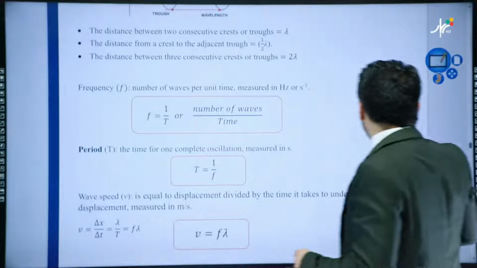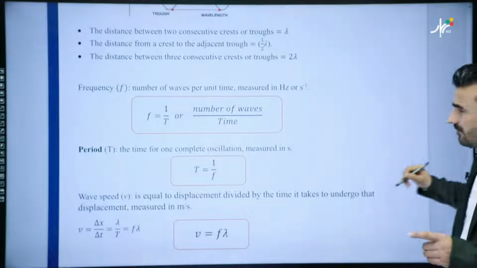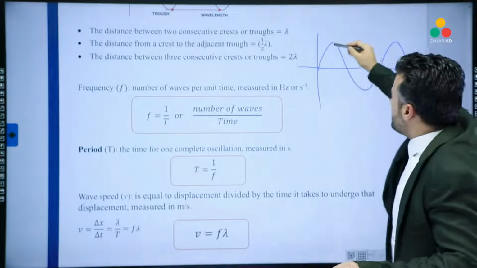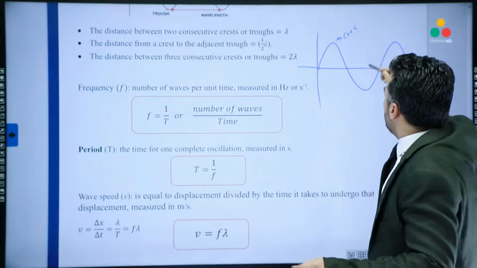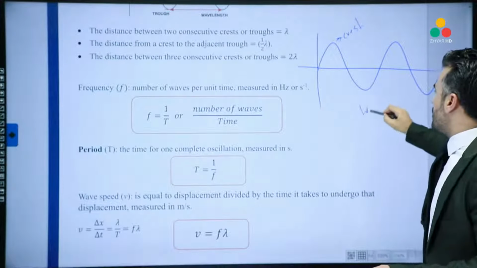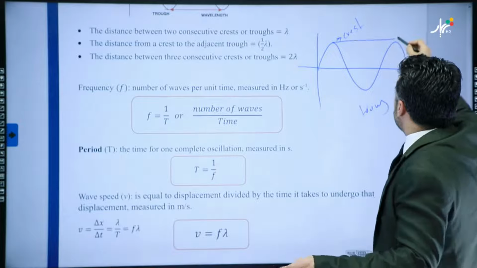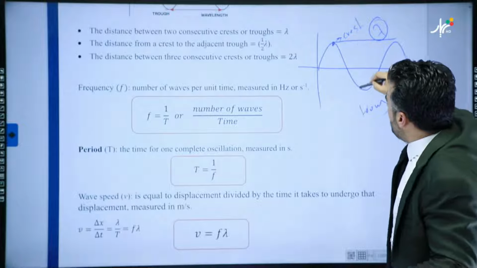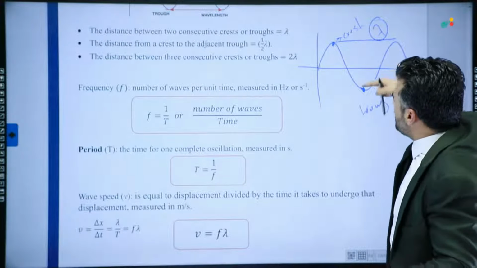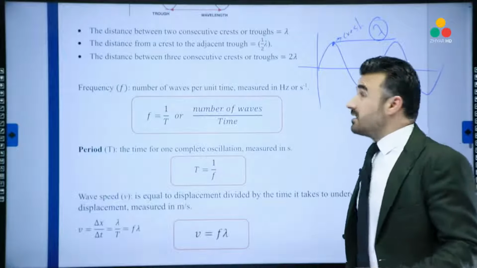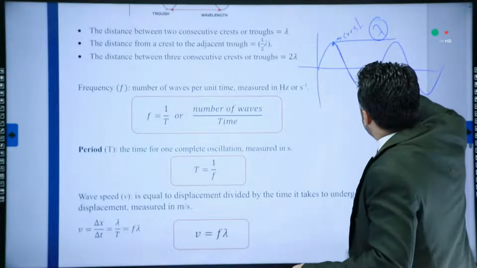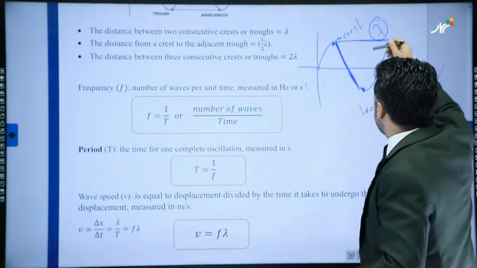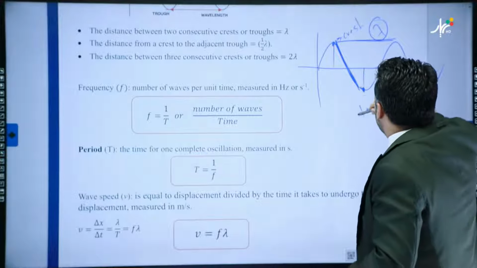One thing that is very important here: let's say we have a wave. This is a crest, you do know that, and this is a trough. We said that the distance between two consecutive crests is equal to one wavelength. What about the distance between a crest and the next consecutive trough? What would be the distance here? Can we say that this is half a wavelength? Yes, very good.